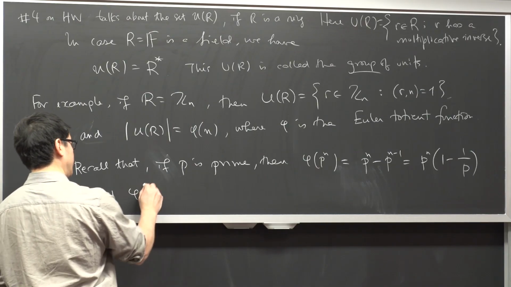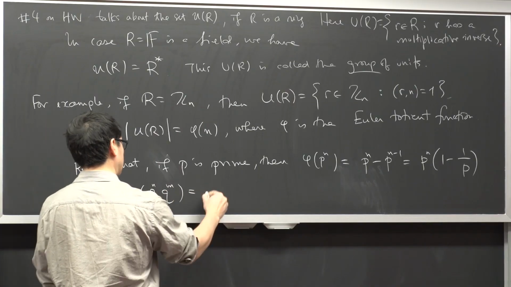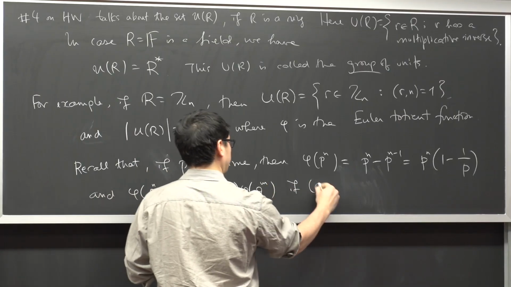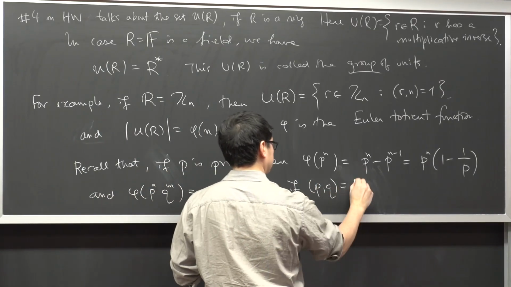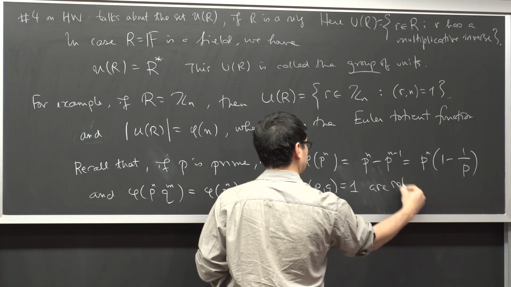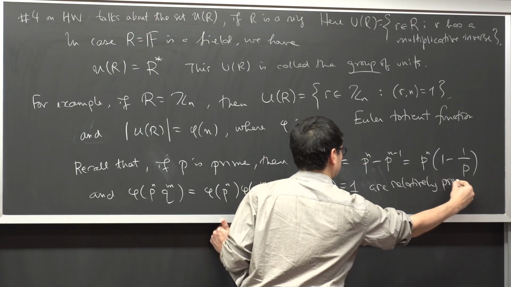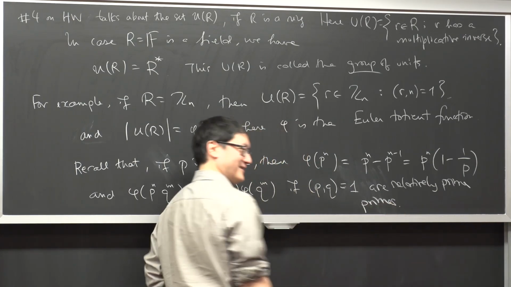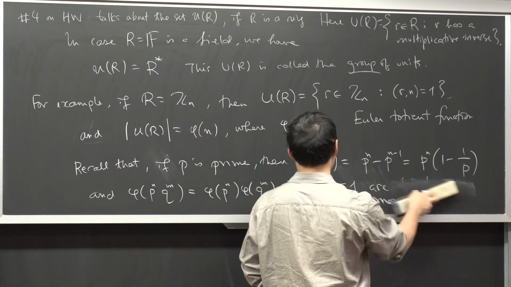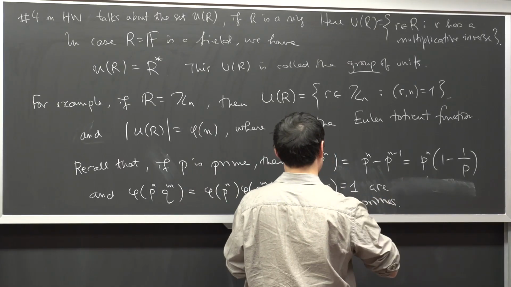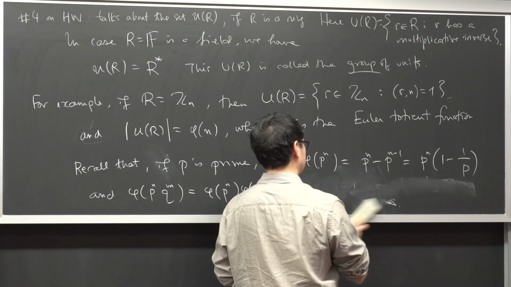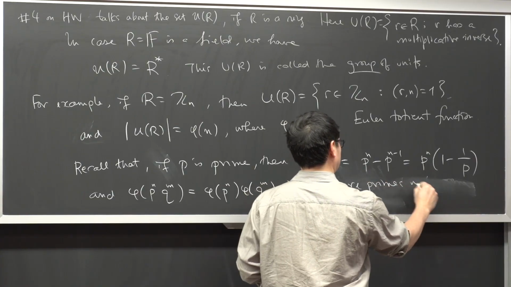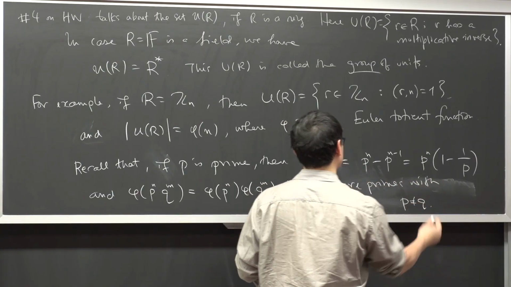And phi of P to the n times Q to the m is phi of P to the n times phi of Q to the m, if P and Q are relatively prime. Relatively prime primes, well, you know what I mean, right? How about distinct primes? If P and Q are primes with P not equal to Q. Or distinct primes, how about that?